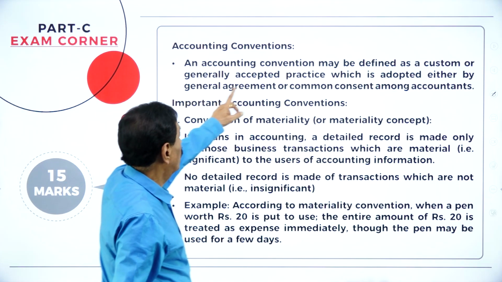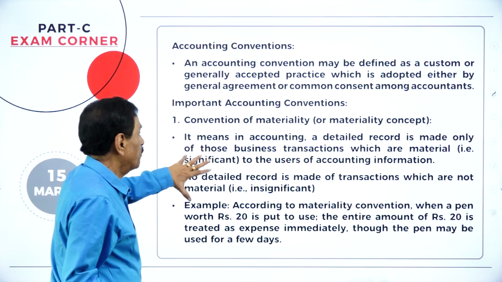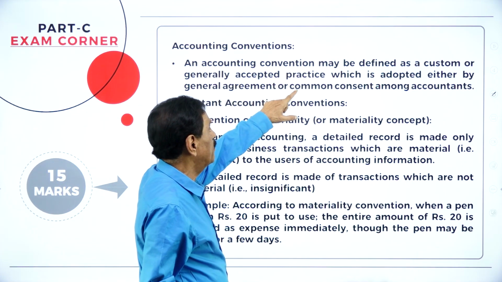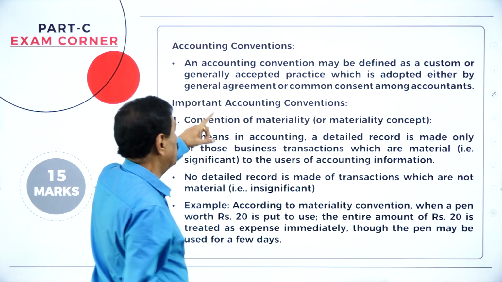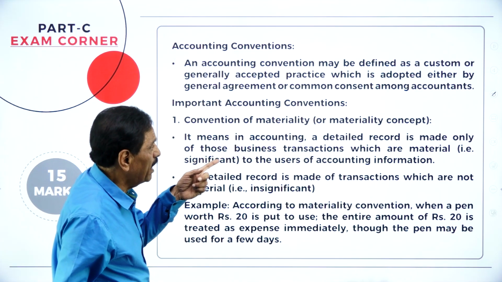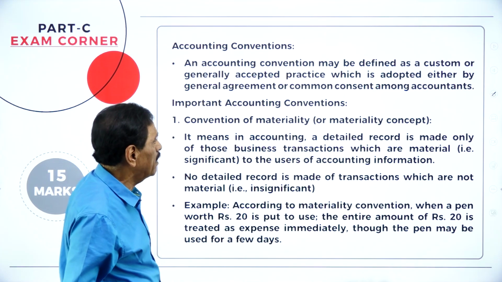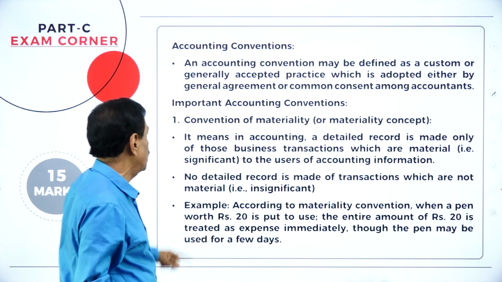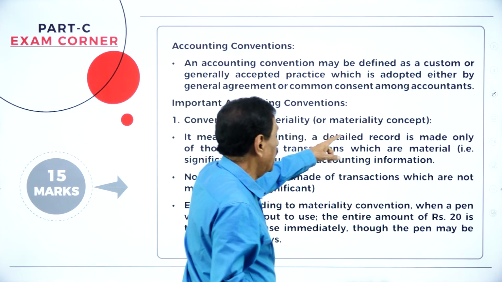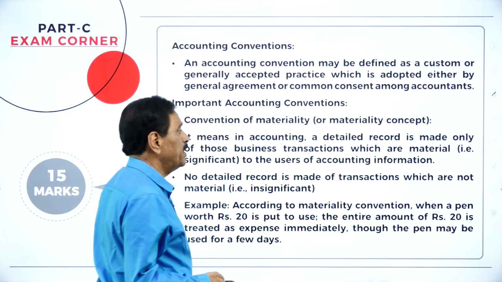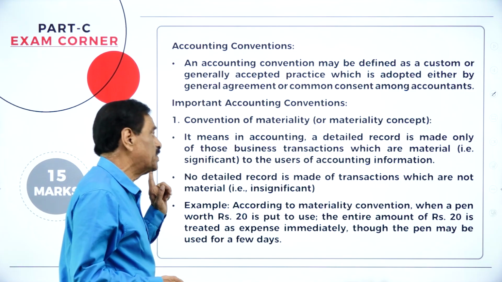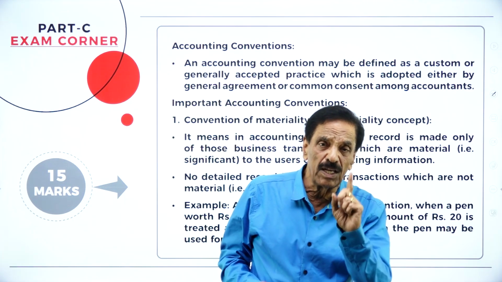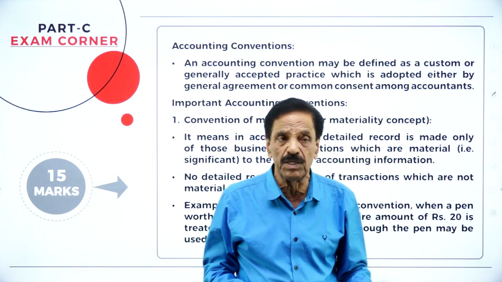Then accounting conventions. The first important point: an accounting convention may be defined as a custom or practice generally accepted, adopted either by general agreement or by common use. So some conventions are according to this agreement. The first is the convention of materiality. It means that in accounting, a detailed record is kept only of those business transactions which are material. Only material accounting information should be utilized.